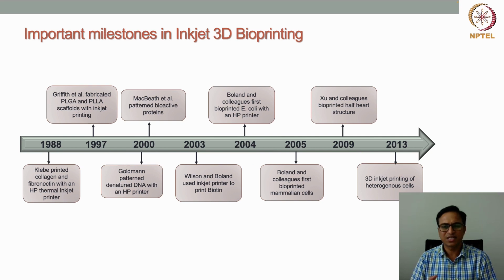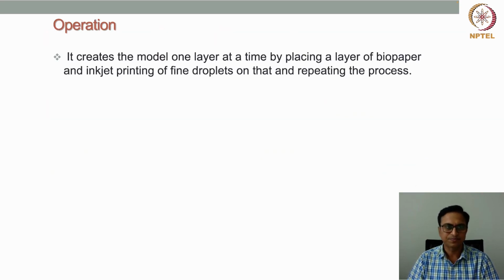After that, various research groups have worked on different applications of 3D inkjet bioprinting technology. Now it is a very popular technology for printing cells, because in this case we can even print single cells and pattern them. We can pattern different bioactive components like proteins, DNAs and other things. That's why this technology is very popular and has been used widely for various applications.